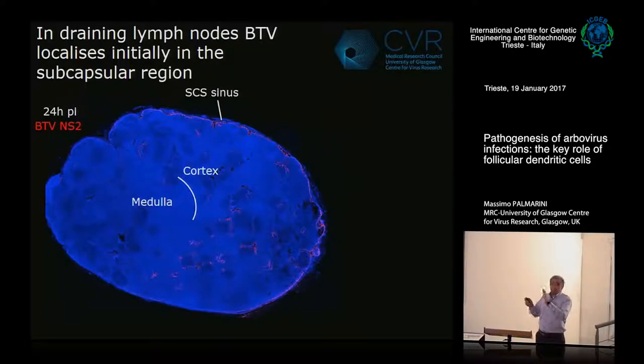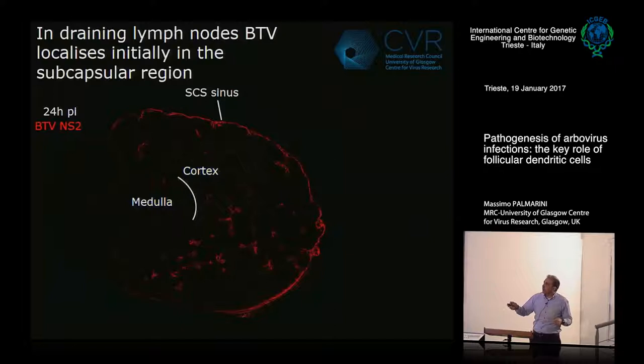And this is a sheep lymph node. So this is the sheep prescapular lymph node, something of this size. And what you see here are images that are tiled from a microscope, from confocal microscopy, and reconstructed. And so this is day one, 24 hours post-infection, where you see BTV NS2, all in the subcapsular sinuses.